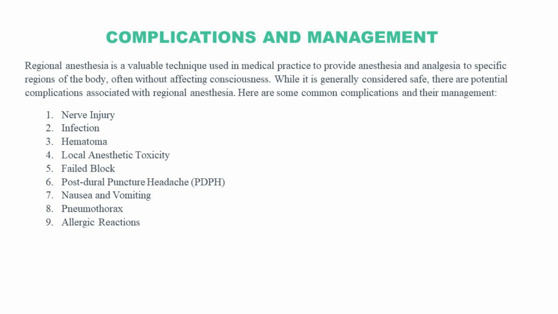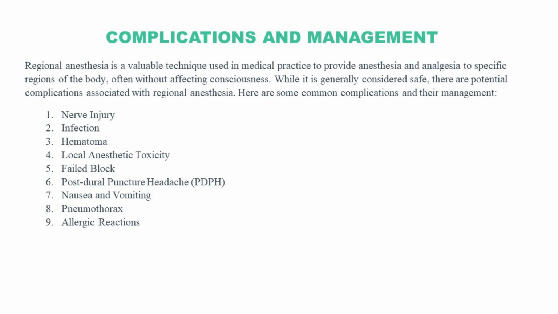4. Local anesthetic toxicity. Complication. Systemic absorption of local anesthetic can lead to toxicity, affecting the central nervous system, cardiovascular system, and more. Management. Monitoring for early signs of toxicity, for example, seizures and cardiac arrhythmias, is crucial. Dosing should be carefully calculated and limited to safe levels. Intralipid therapy can be used to treat severe local anesthetic toxicity.